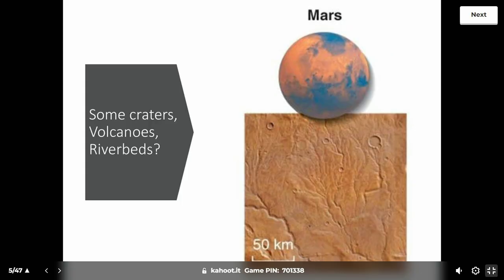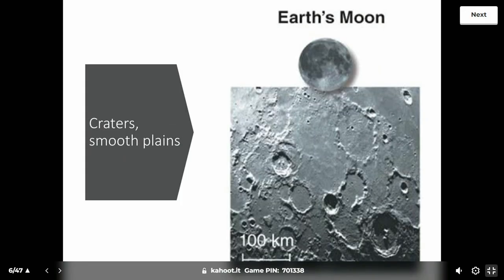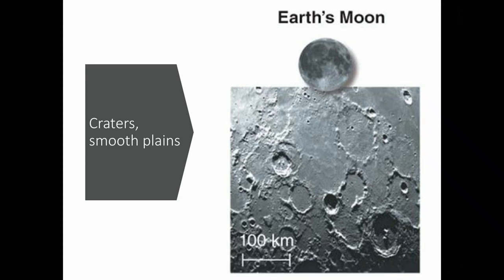On Mars, you can see some craters, there are volcanoes, and you can see what looks like dry riverbeds. So, evidence that there was some interesting stuff going on on the surface of Mars sometime in the past. On Earth's moon, we see some craters, some smooth areas, but other than that, not very interesting geologically.